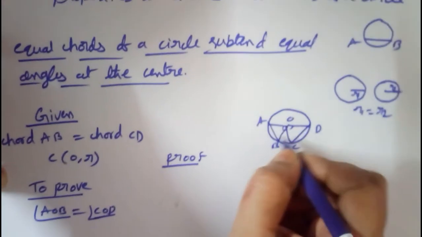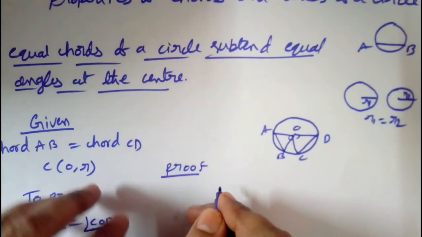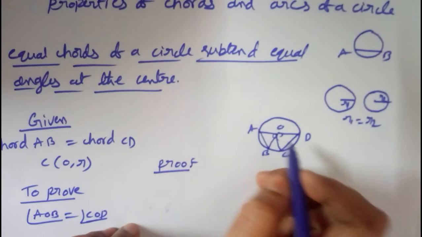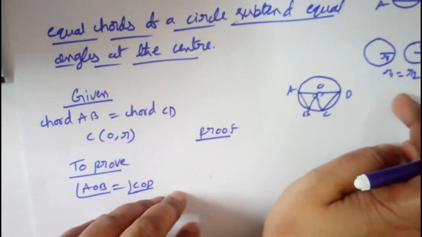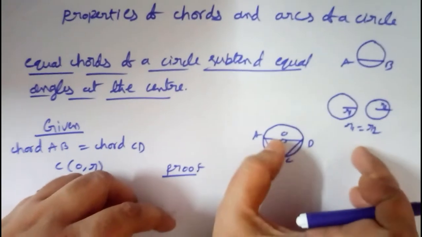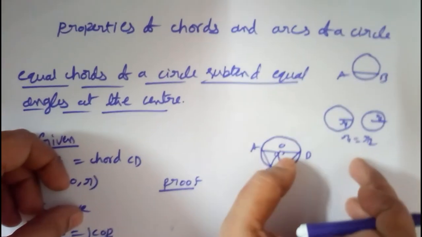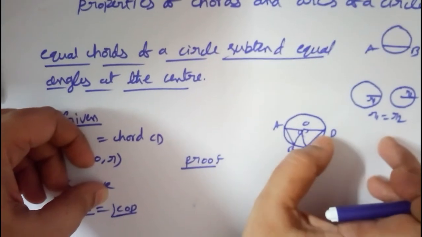Join OA, OB, OC, OD, which are the construction part. If you prove these two triangles are congruent, then AOB and COD are the corresponding parts of congruent triangles. Then we can say that angle AOB is equal to angle COD. Then how to prove these two triangles are congruent? OA is equal to OC, radii of same circle. OB is equal to OD, radii of same circle. AB is equal to CD, given.